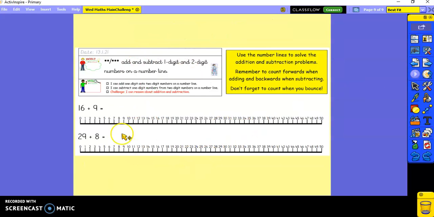So today you have got a sheet like this which has your number line all the way up to 50 on it, and you have got questions, and remember there'll be a mixture of addition and subtraction. This particular part of the sheet has only got addition on it, but there are some subtraction ones as well. And I've also included a little bubble at the top here to give you some reminders. So use the number lines to solve the addition and subtraction problems. Remember to count forwards when you're adding and backwards when subtracting. Don't forget to count when you bounce.